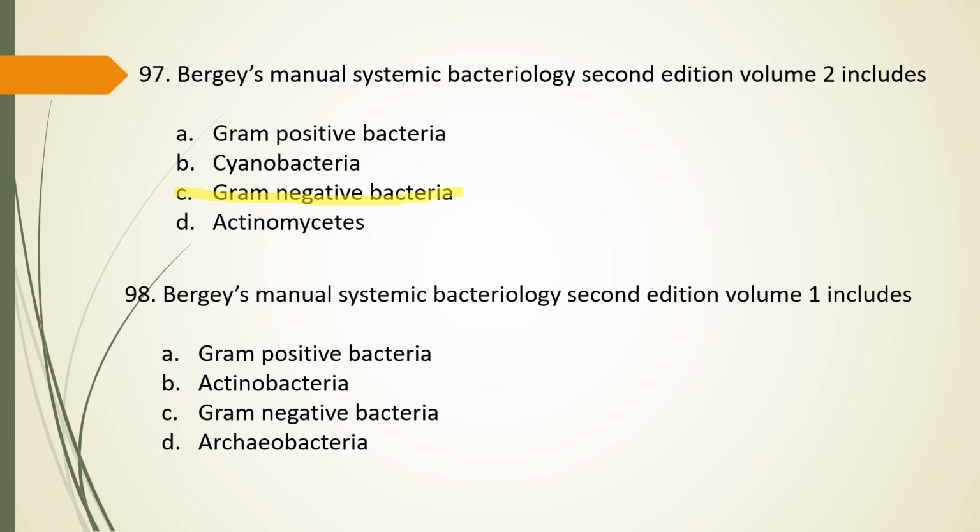Question number 98. Bergey's Manual of Systematic Bacteriology, 2nd edition, volume 1 includes option A, gram-positive bacteria, B, actinobacteria, C, gram-negative bacteria, D, archaeobacteria. The correct answer is option D, archaeobacteria.